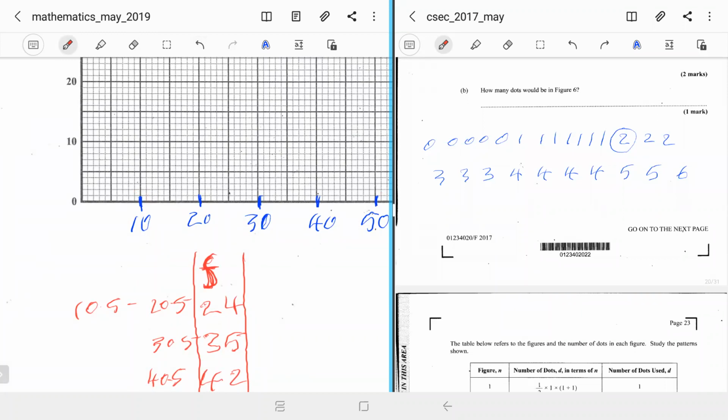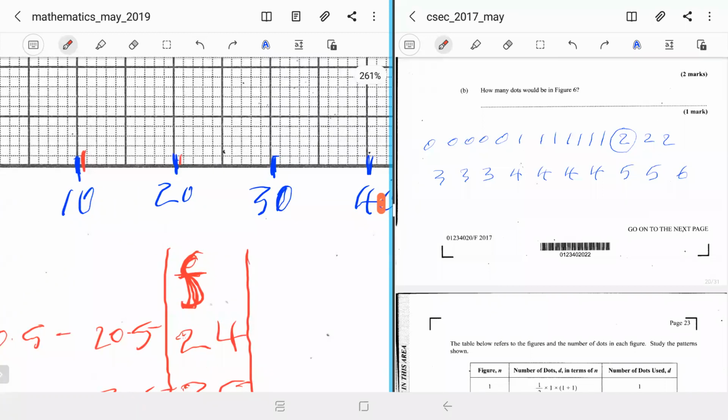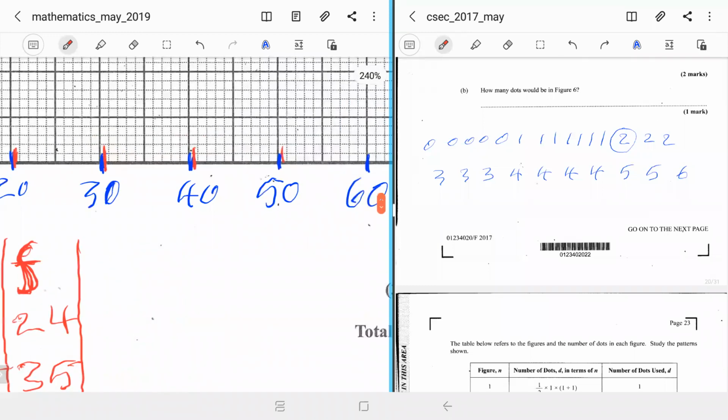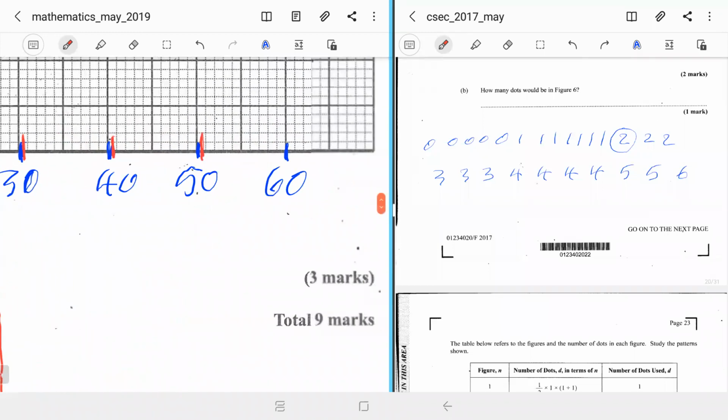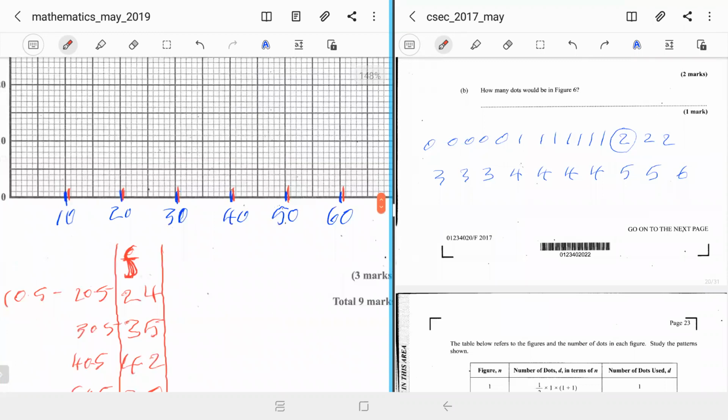So this is 10.5. I always put in my marks for the 0.5s first. 20.5 is right in between there. 30.5 is right in between there. 40.5 is in between there. 50.5 is in between there. And 60.5. That's where my bars are going, those marks. I always mark them first.